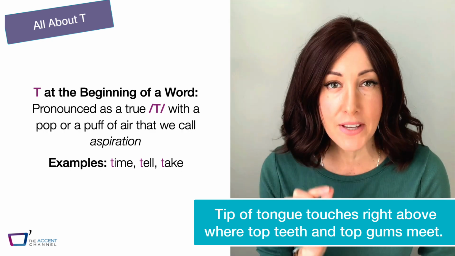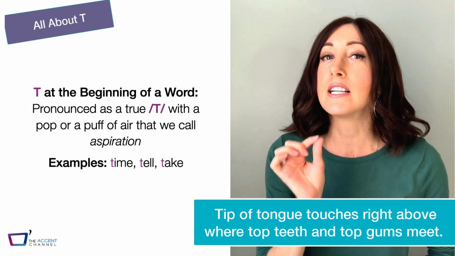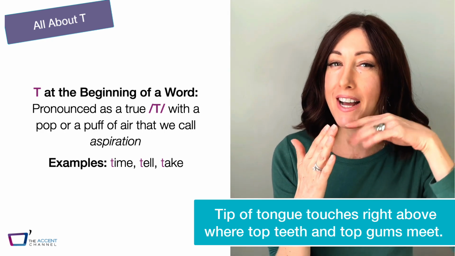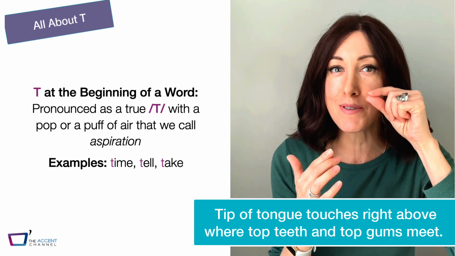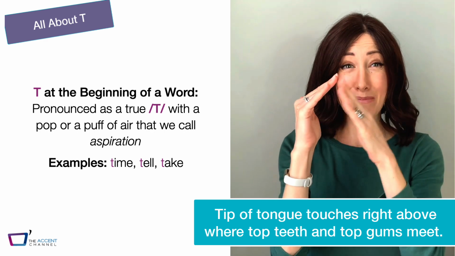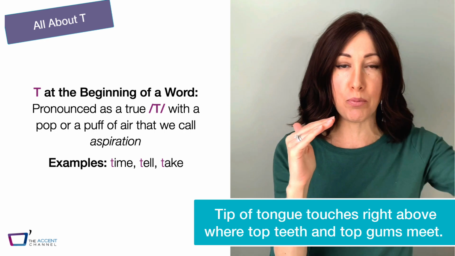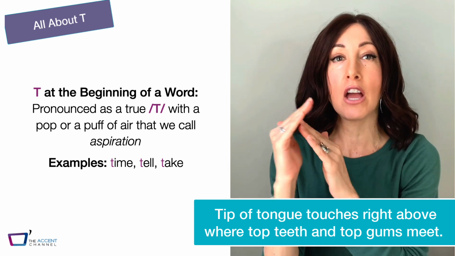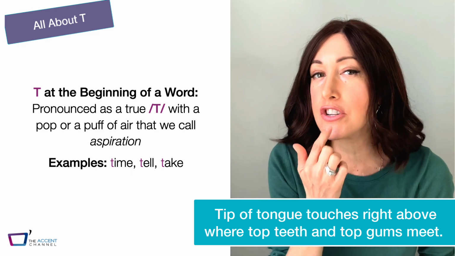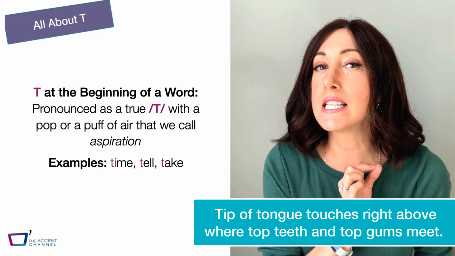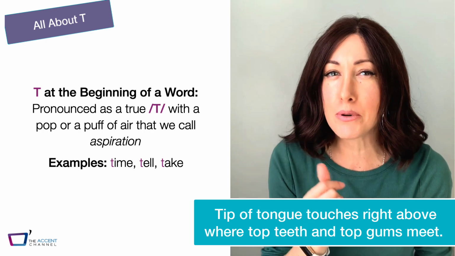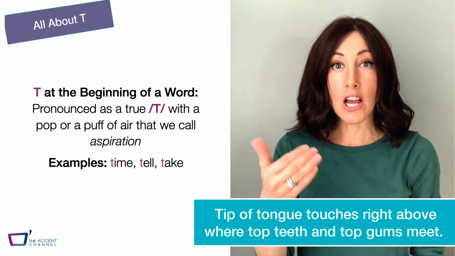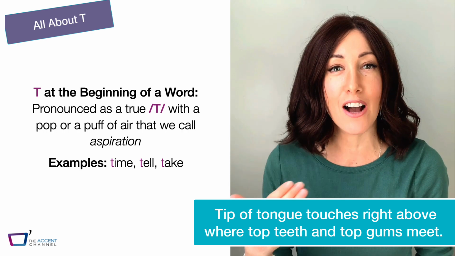It's called the alveolar ridge, and you can feel it. If you feel along behind your teeth with your tongue, then you'll feel where the teeth and gums meet. Then there's a little flat part like this, and then there's a big swoop of the hard palate. We don't want it on the swoop. We don't want it on the teeth. We want it on that flat part and just the very tip of your tongue. T, t, t. Do you hear that pop or puff of air? T, t, t. That's how you pronounce T when it comes at the beginning of a word.